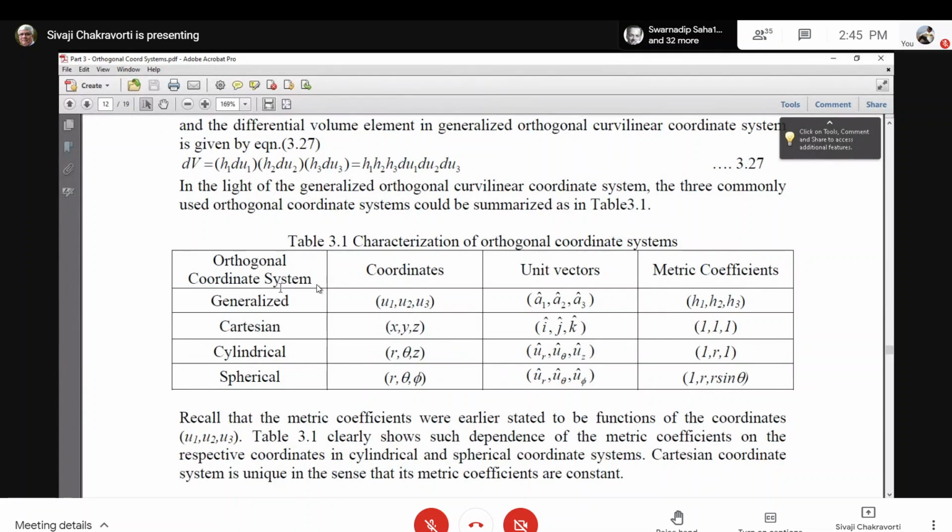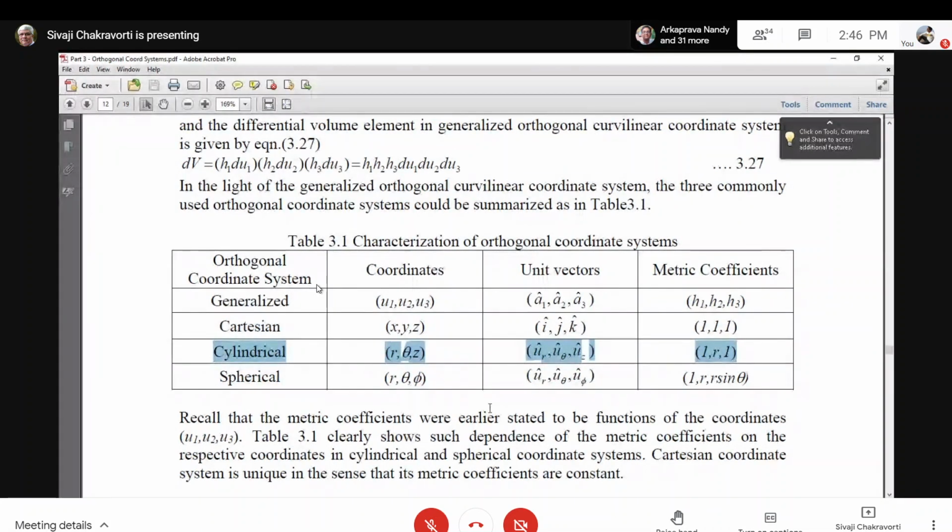the first one is the orthogonal coordinate system, the second column is coordinates, the third column unit vectors, and the fourth column metric coefficients. First let us take the generalized one. The coordinates will be u1, u2, u3, unit vectors will be a1, a2, a3, and metric coefficients will be h1, h2, h3. If we take Cartesian, a very specific example, then coordinates are x, y, z, unit vectors are i, j, k, and metric coefficients 1, 1, 1. We have already discussed that.